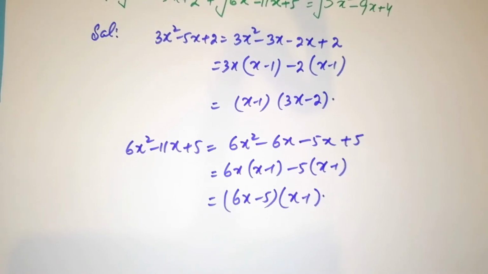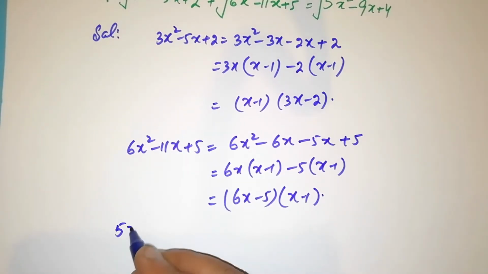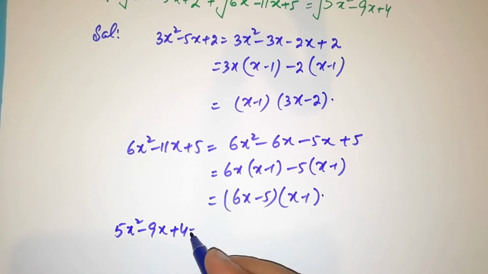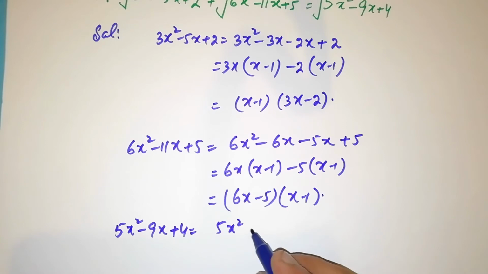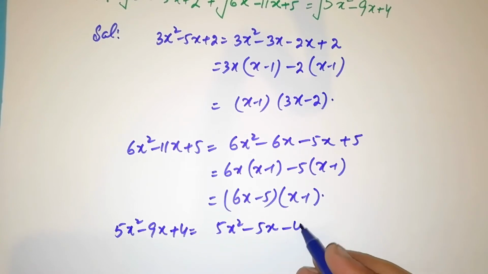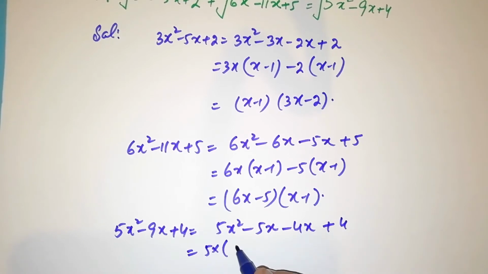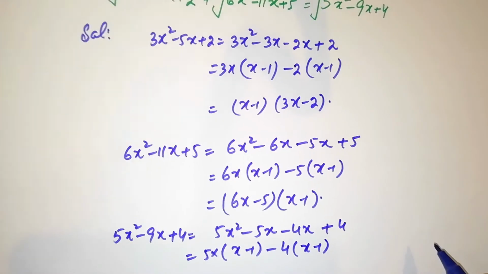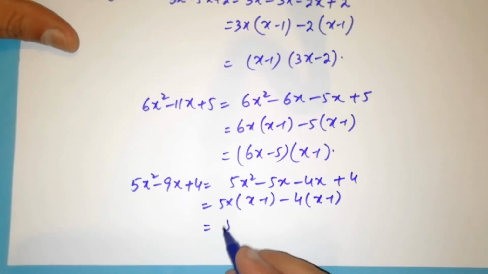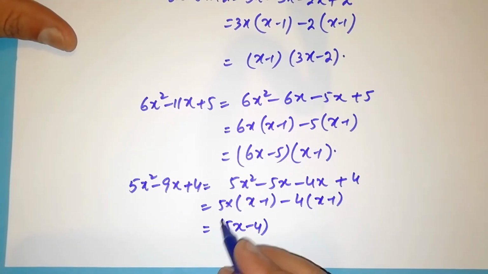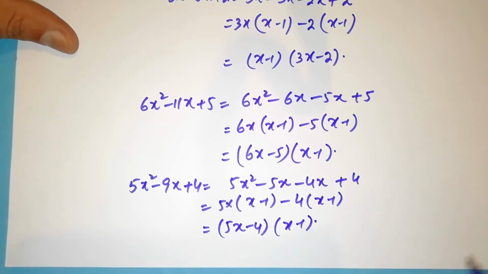Now we take the third, that is 5x square minus 9x plus 4, that is 5x square minus 5x minus 4x plus 4. So we take 5x common, we have x minus 1, minus 4 common, we have x minus 1, and so we have 5x minus 4 and x minus 1.